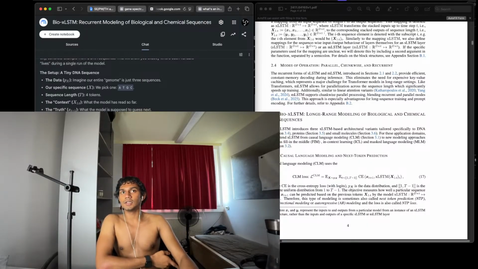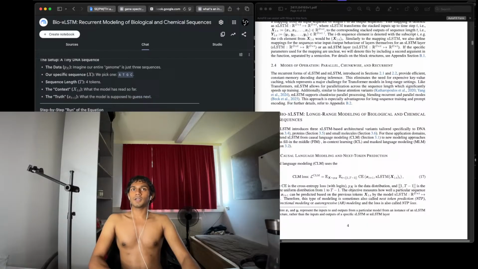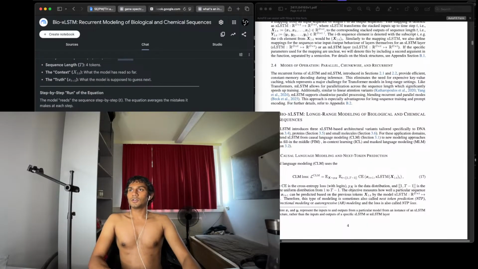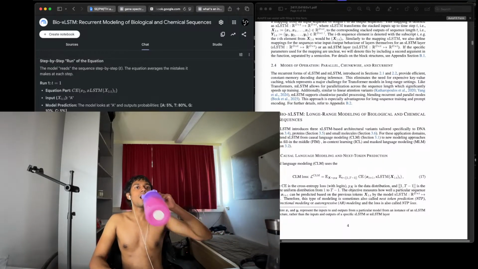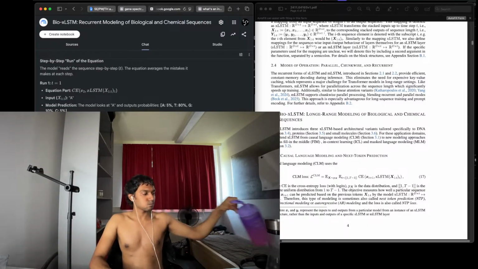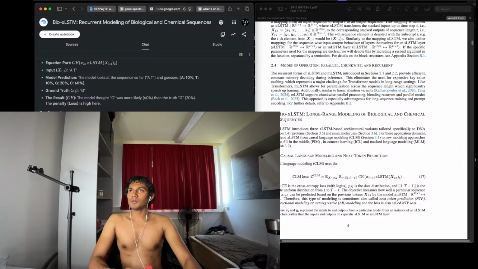The result CE: since the model gave T a high probability, the penalty loss is very low. Oh, that's... t equals 2, equation part. Now it changed. Okay. The result CE: correct guess, penalty is low.